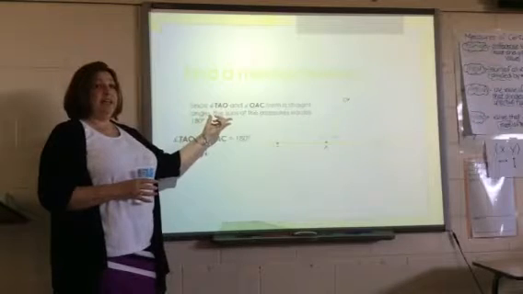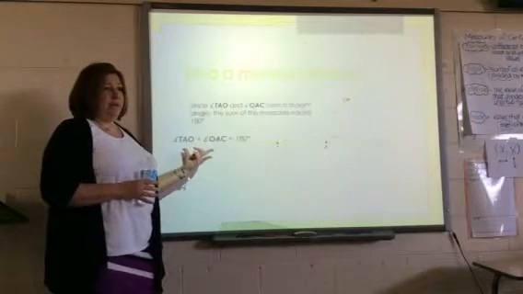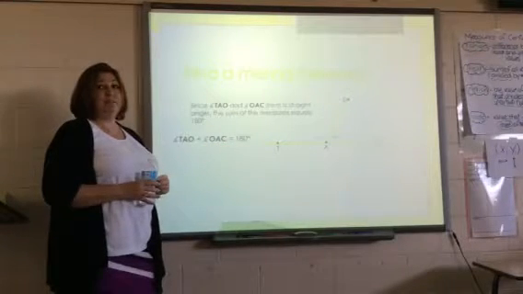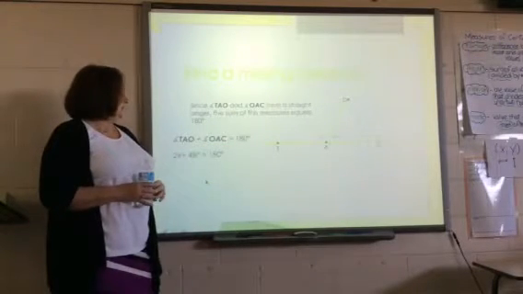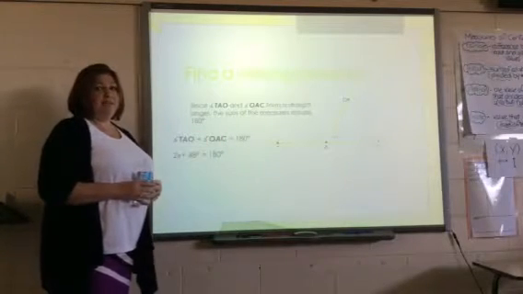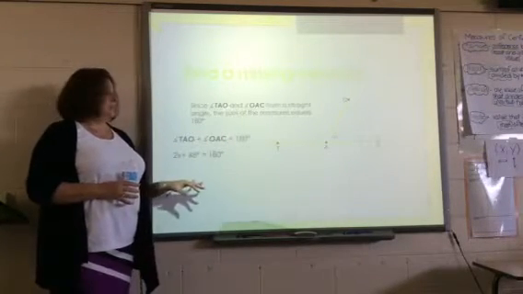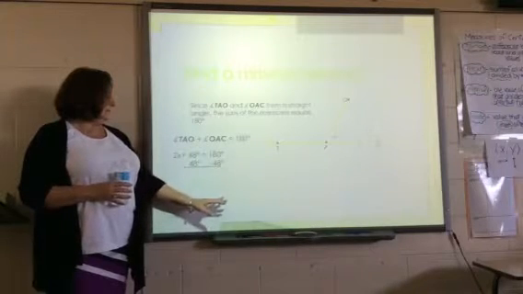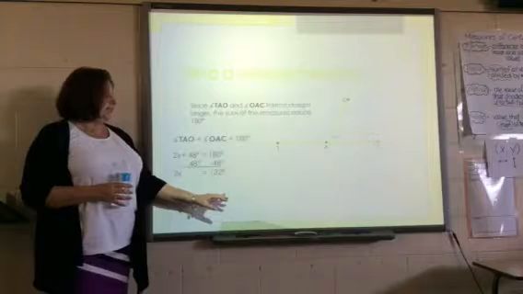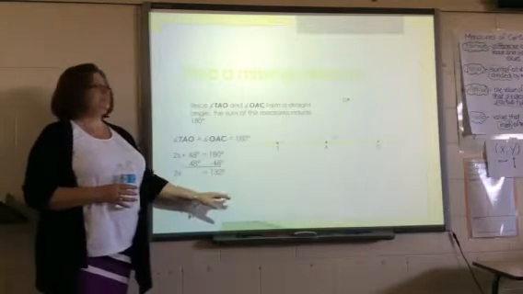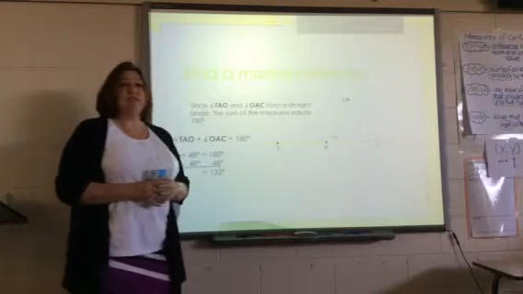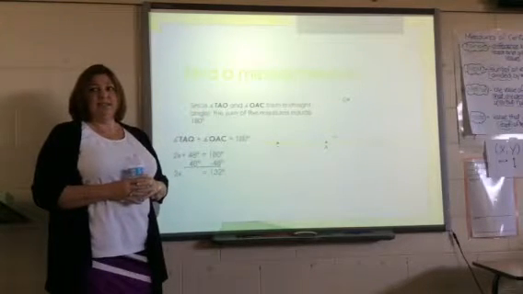I can take what I know about straight angles and write an equation. This angle and this angle have to sum to 180 degrees. If I replace the angle names with the measures I have, my equation looks like this. I subtract 48 from both sides, and 2x equals 132. This angle measure, TAO, equals 132 degrees.